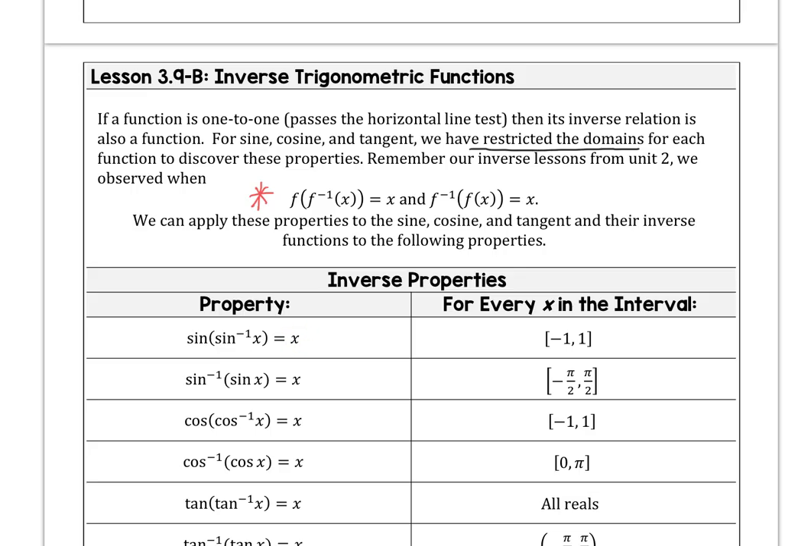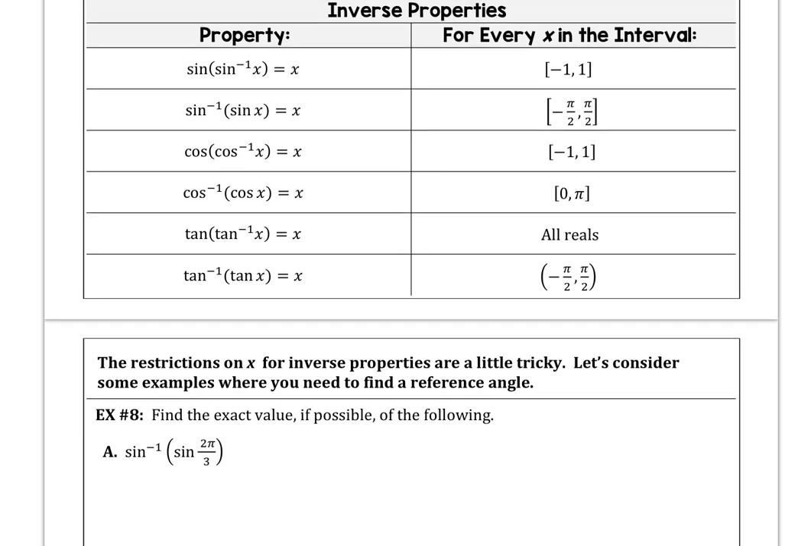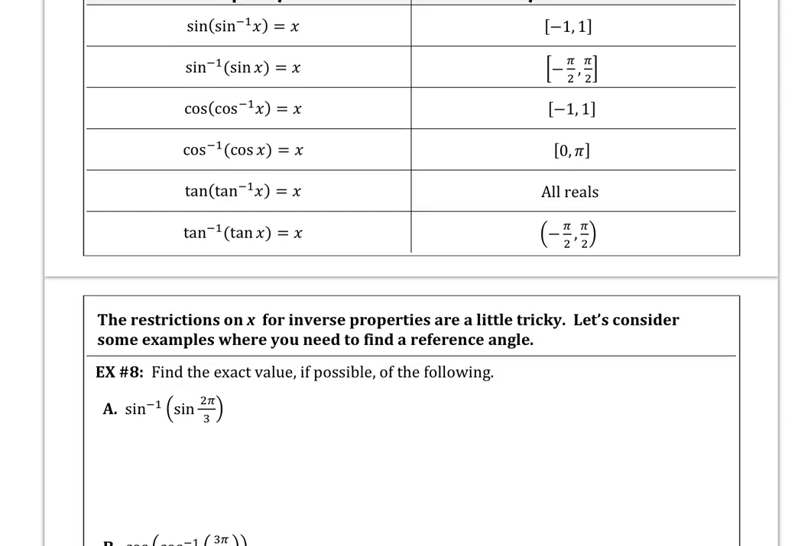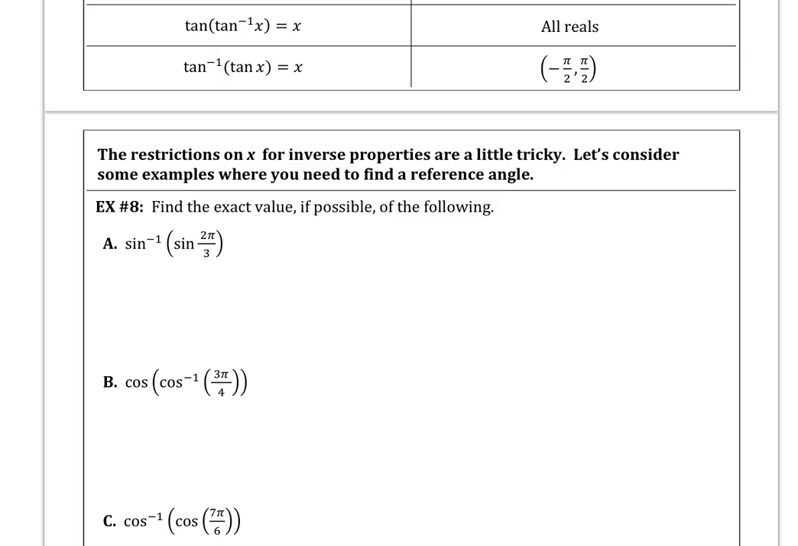will give us the identity if every x is between -1 and 1. But if we want the sine inverse of the sine of x to equal x, then we have to restrict that domain to -π/2 and +π/2 inclusively. And these truths hold true all the way through for sine inverse, cosine inverse, and tangent inverse. So just be aware of these properties as we walk through these examples.